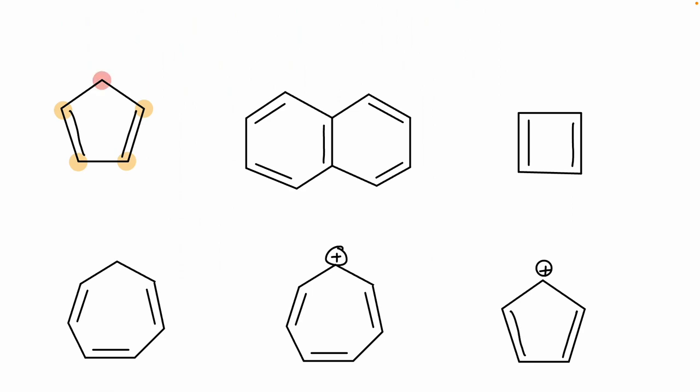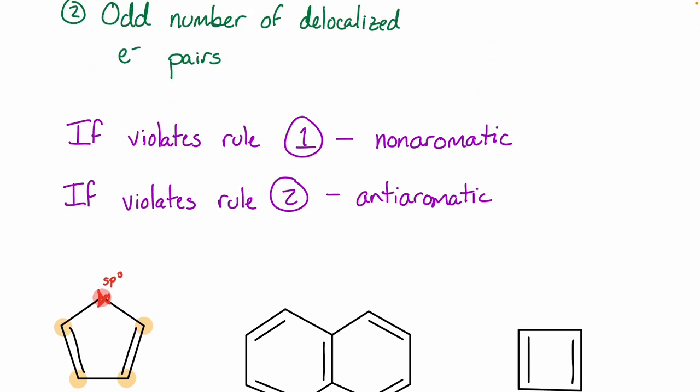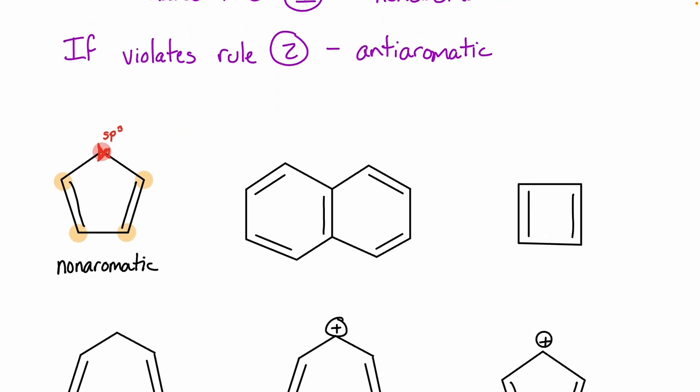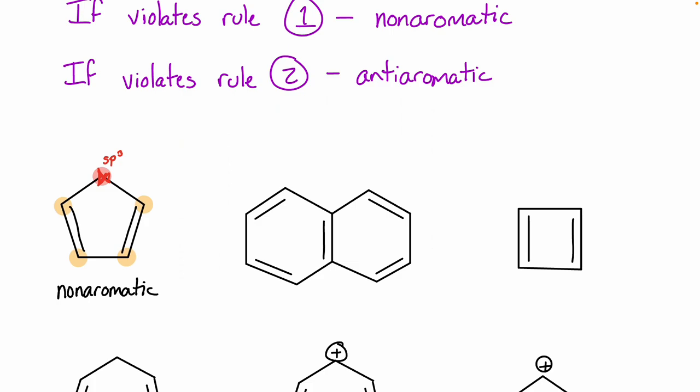No, what is it? sp3. And just like when we were talking about isolated versus conjugated double bonds, this one does not have that p orbital, and so it disrupts the conjugation of this ring. Since this compound violated rule one, we would call it non-aromatic. Now, you may say, oh, it also violates rule two. Rule one is rule one for a reason. If it doesn't meet rule one, we're done. It's non-aromatic.